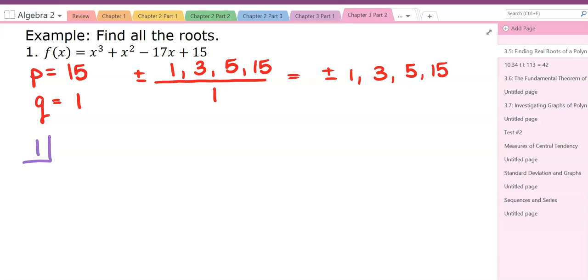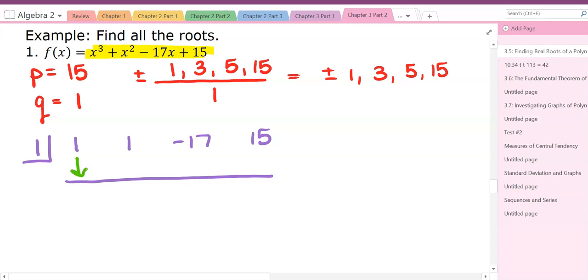Grab my coefficients here now. So my coefficients for my equation up here. So I'm going to do 1, because that's in front of the x to the third. 1, because that's in front of x squared. A negative 17. And then a 15. I'm going to drop that first one. So remember, guys, what we're really wanting to have happen here is for my remainder to be a 0, because that told me that that number went in perfectly. So if I don't get a 0 here, that means that 1 is not a factor, and I'd have to go and test another number.